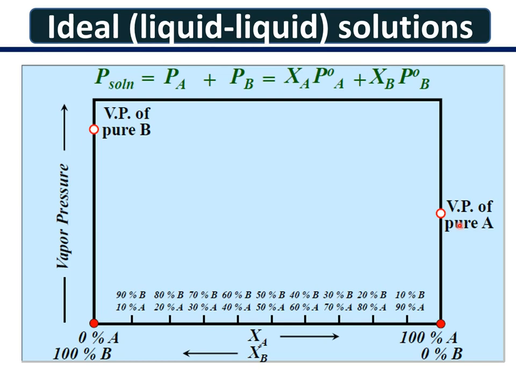Based on the title here, I'm writing vapor pressure. If I give you this diagram in the exam and I ask you to design the boiling point composition diagram, you will have an idea which one will be lower and which one will be higher. Okay, this is your rule.